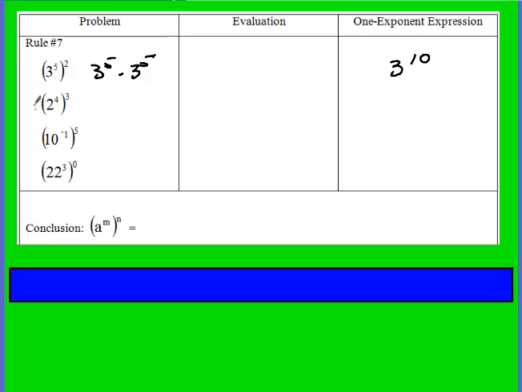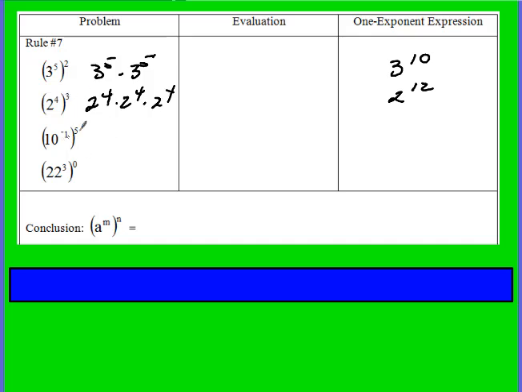Okay, so what about this one? This one means 2 to the 4th 3 times. So 2 to the 4th times 2 to the 4th times 2 to the 4th. What do I end up with? 2 to the, how many? 4, 4, and 4 is 12. So what do we do with our exponents? We just multiply them together. Okay, so if I have an exponent raised to an exponent, we multiply the exponents together. Keep the base, multiply the exponents.